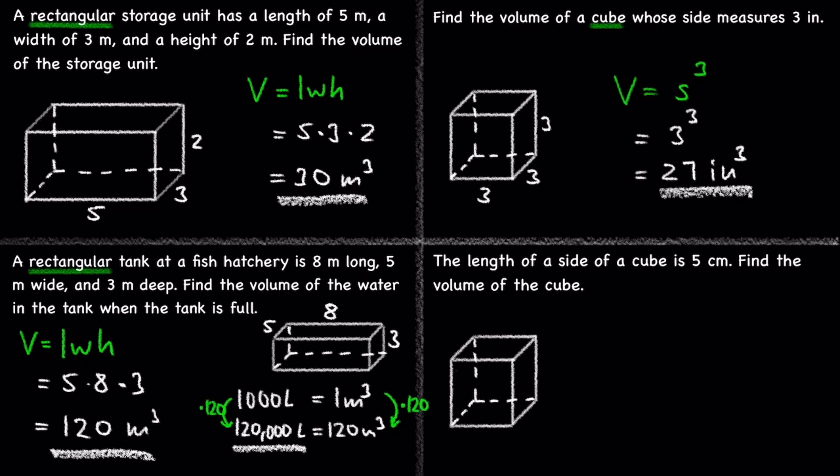The length of a side of a cube is 5 centimeters. Find the volume of the cube. Again, we just have to cube the side. Five cubed is 5 times 5 times 5, which is 125. So the volume of this cube is 125 cubic centimeters.